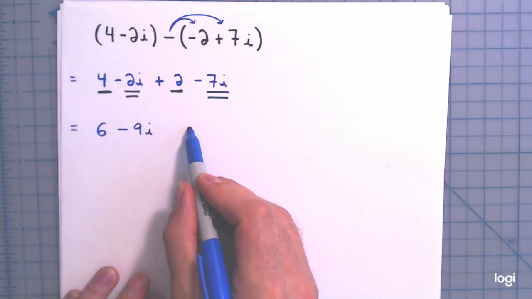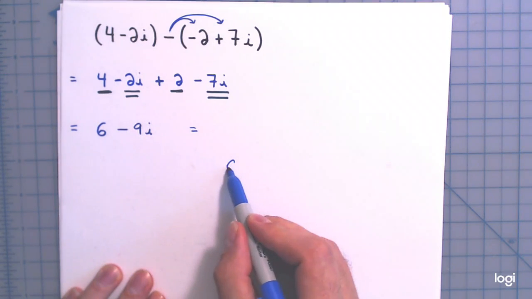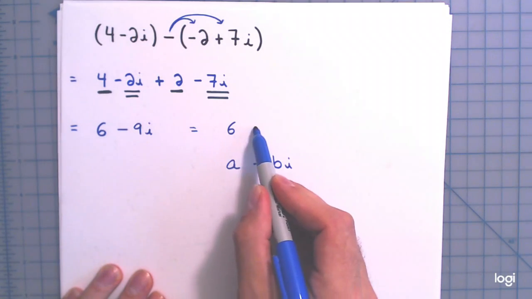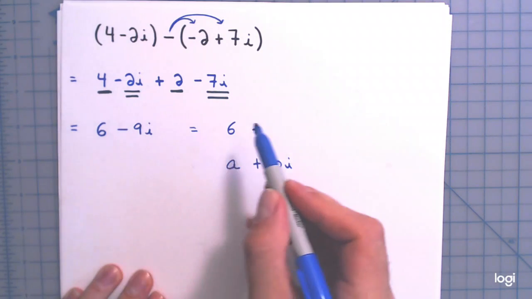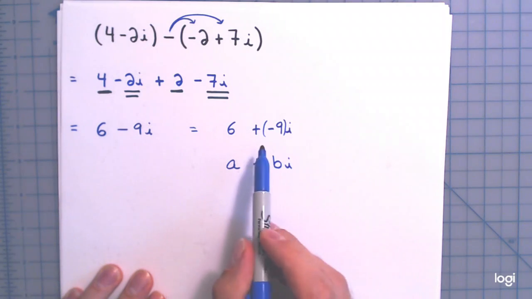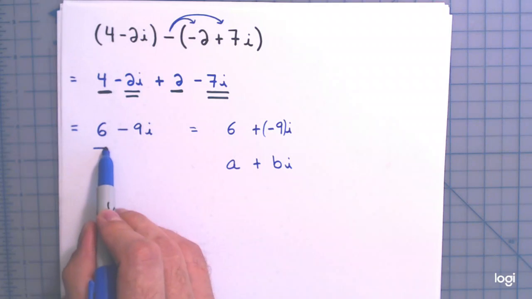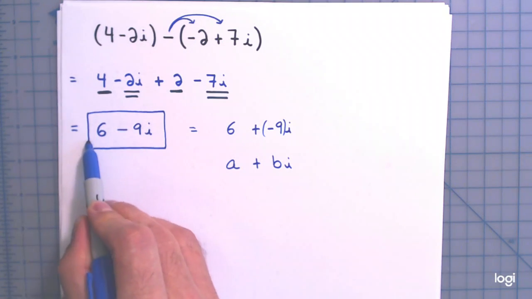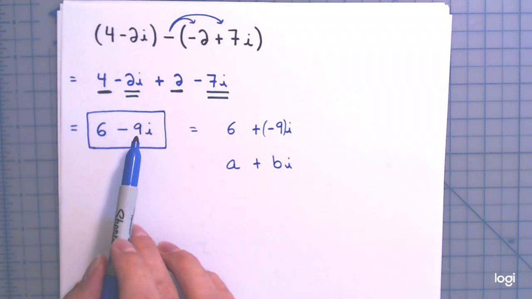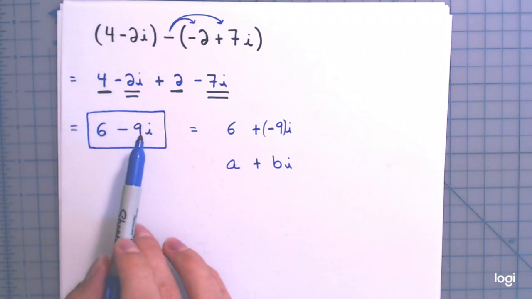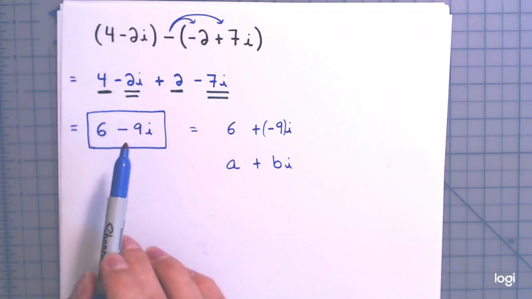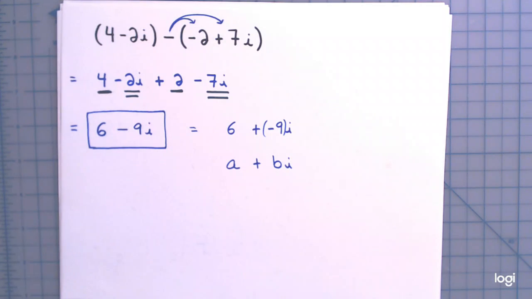And if you'd like, you can always rewrite this in that a plus bi form, remember, where the real number a is 6, then plus, and then the imaginary part, the b, is -9 times i there. So a is 6, b is -9, but this is a lot cleaner looking. It's just 6 minus 9i. And again, do not put the 6 and the -9 together. Don't take 6 minus 9 and say it's -3. These do not go together. The -9 has i attached. The 6 does not. These are not like terms. They cannot go together. And that's it. That's as simple as that gets.